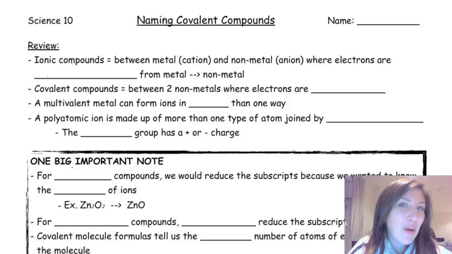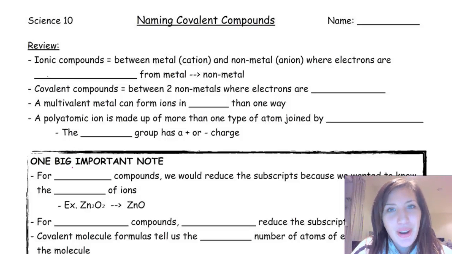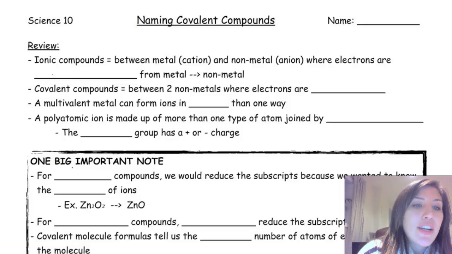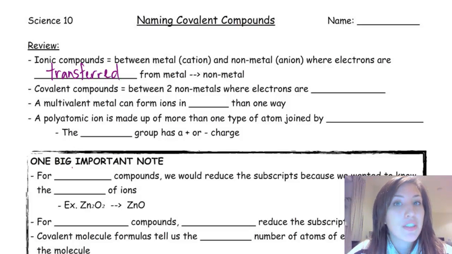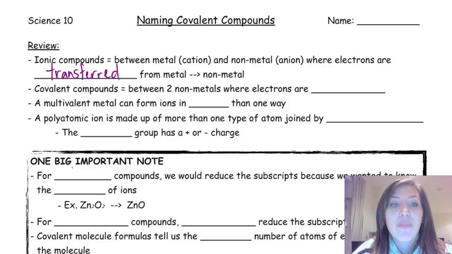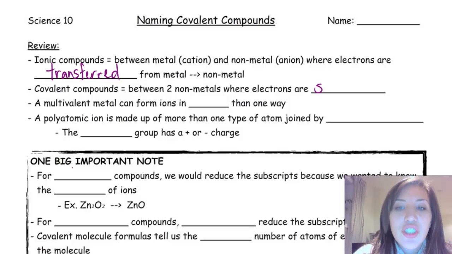Today we are naming compounds again, but we are naming covalent compounds. So let's review a few things about naming. First of all, ionic compounds are different from covalent compounds. Ionic compounds are between metals and nonmetals, and the electrons are actually transferred from the metal to the nonmetal. You can see right on your periodic table which ones are metals and which ones are nonmetals. It's divided for you. Covalent compounds, therefore, are between two nonmetals, and the electrons here are shared.